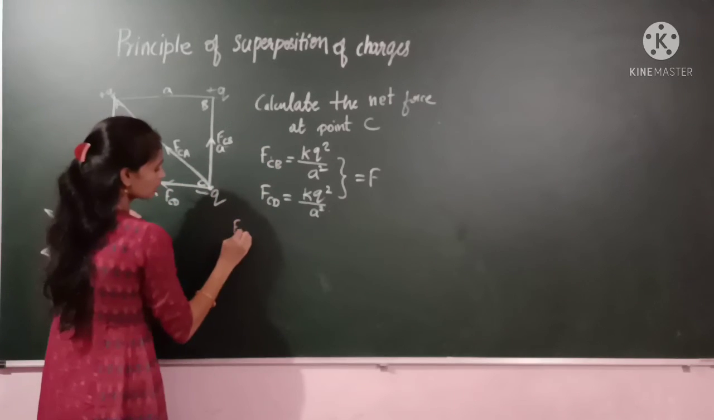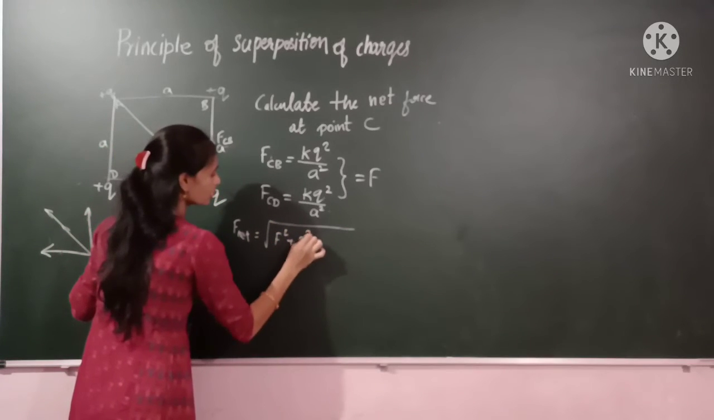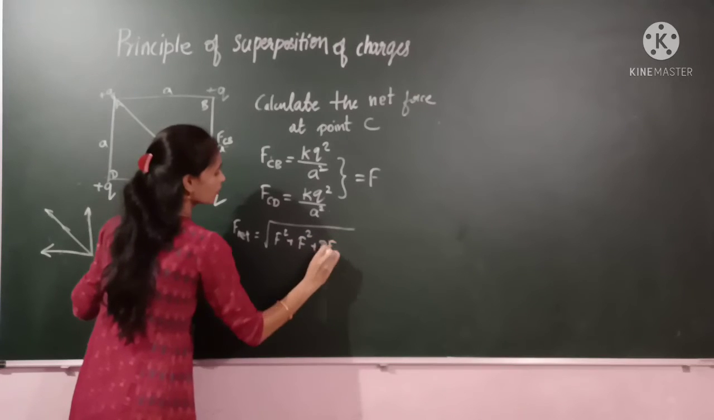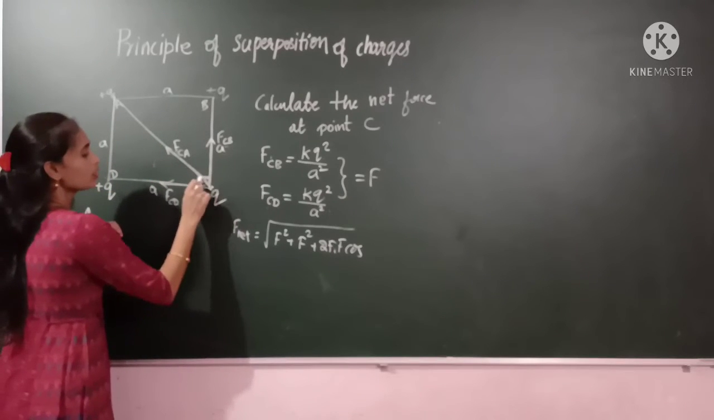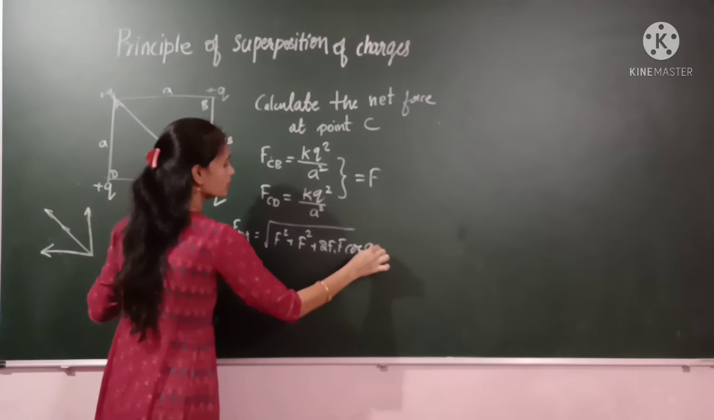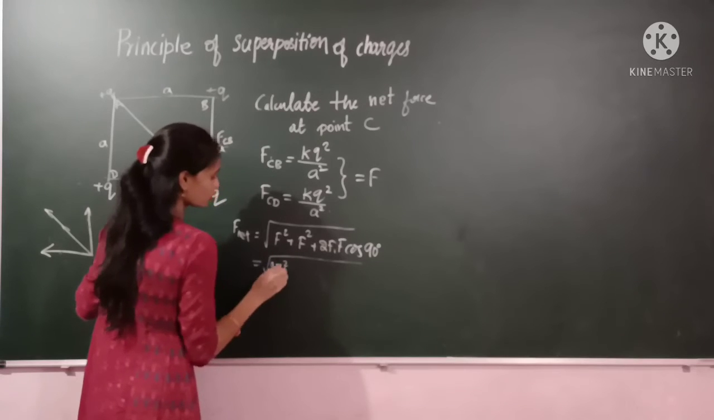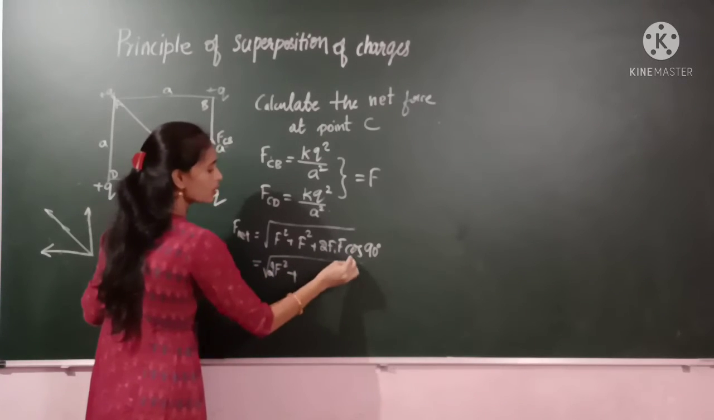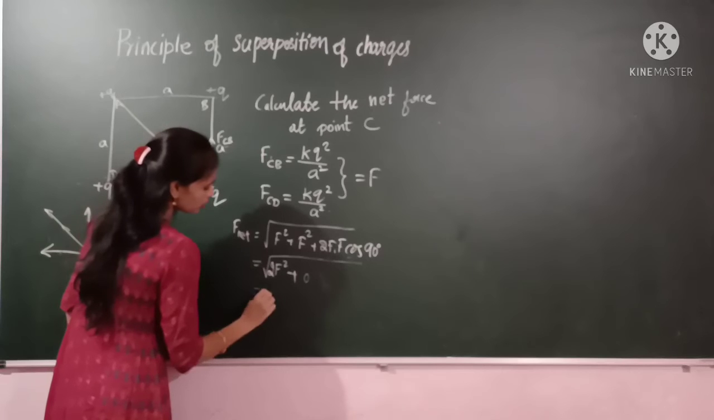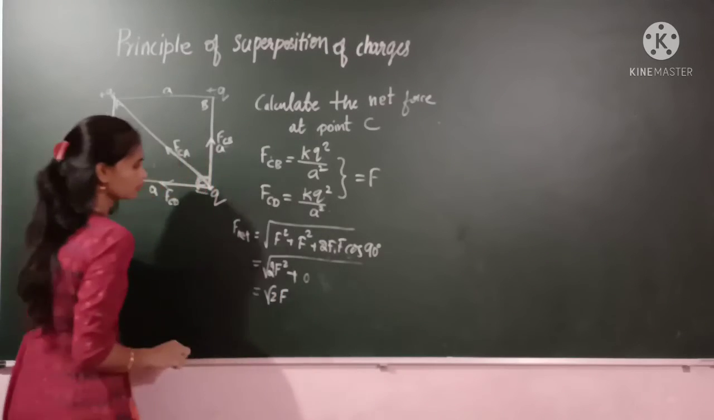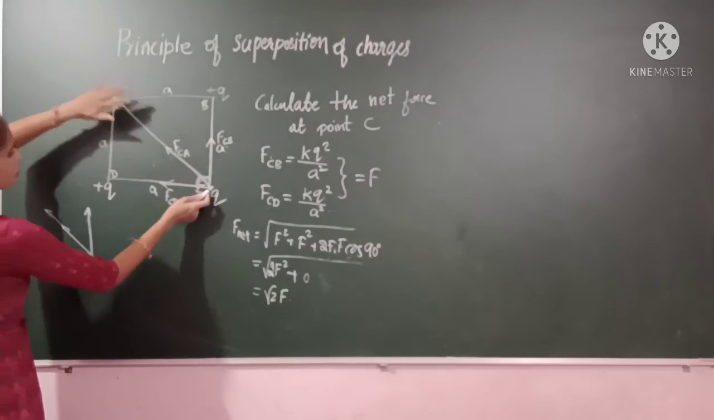If we want to add these two forces, F net is equal to square root of F square plus F square plus 2 F F cos theta. Theta value will be 90 degrees. So cos 90 is 0, and this whole term becomes 0. So the square root of 2F square, it will be root 2 F. Okay, root 2 F. After that we will calculate the next force.